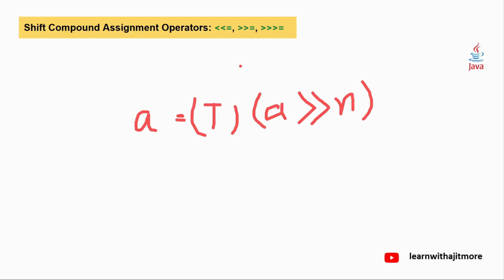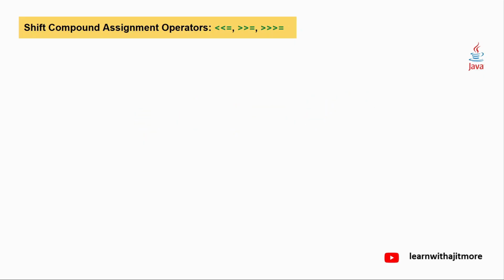Normally in Java, what doesn't happen? Implicit narrowing. Automatic widening is possible. Automatic narrowing is not possible, isn't it? So automatic narrowing you cannot do, automatic widening you can do. But this is the special situation where automatic narrowing is possible.